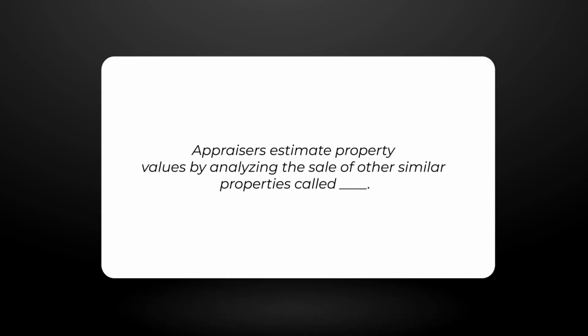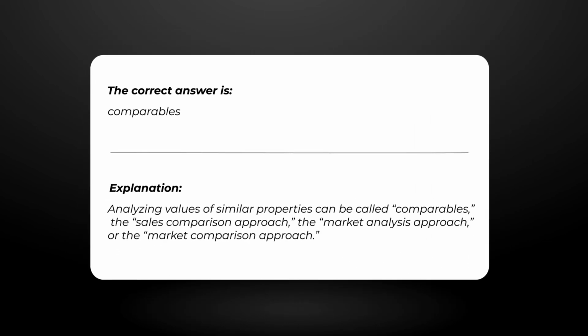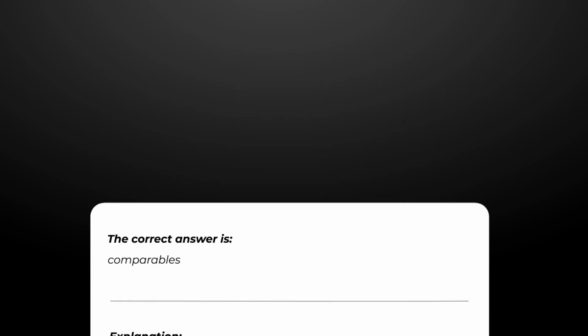Appraisers estimate property values by analyzing the sale of other similar properties called blank. The correct answer is comparables. Explanation. Analyzing values of similar properties can be called comparables, the sales comparison approach, the market analysis approach, or the market comparison approach.